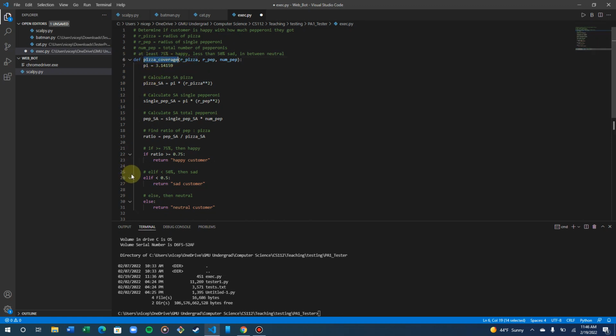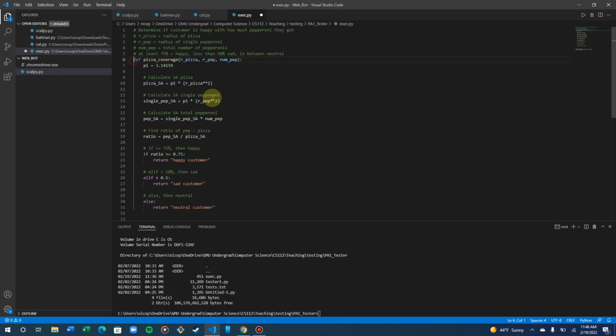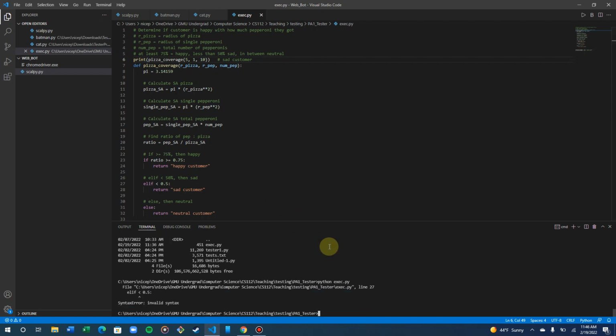If I were to call it before, I'll just show you what would happen. So if I go up here and call it one line before, I'm going to hit save and run the code. Python exec.py, it will give me invalid syntax. Well, that is not what I was expecting, but that's just silly me. I need to say elif ratio is less than 0.5. It's not what I was trying to do, but it's always fun to go through this.